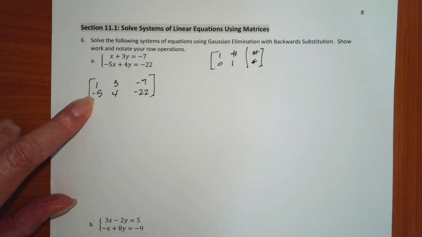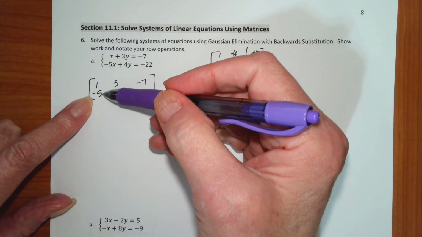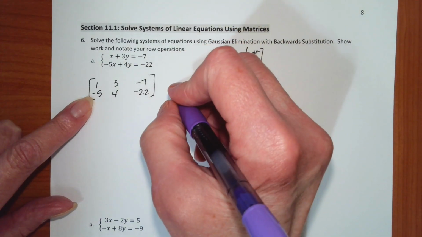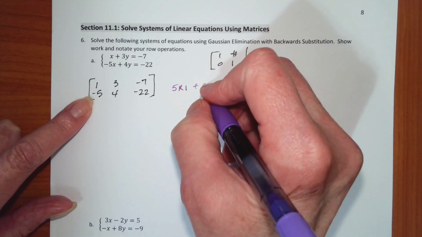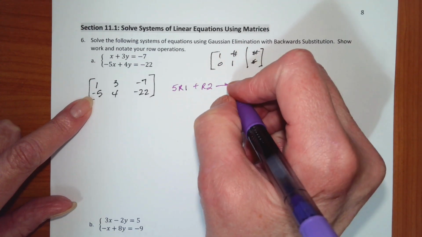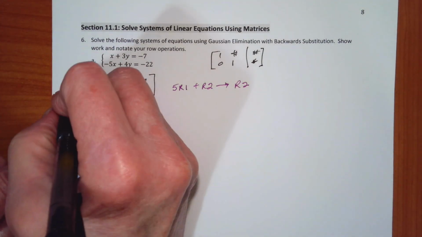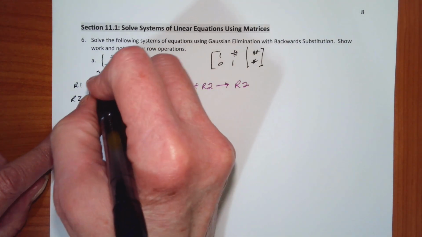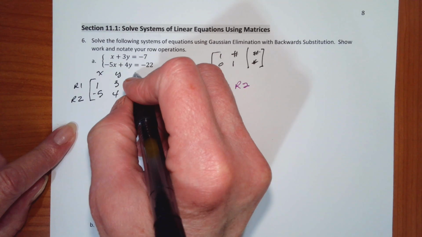So what I can do, I can only do that by adding and subtracting. So if this is -5, I want to turn this into a 5. So I'm going to take 5 times R1 plus R2 and put that into R2. Remembering, of course, that this is our R1 and our R2, and this is our X, this is our Y, and this is our constant.